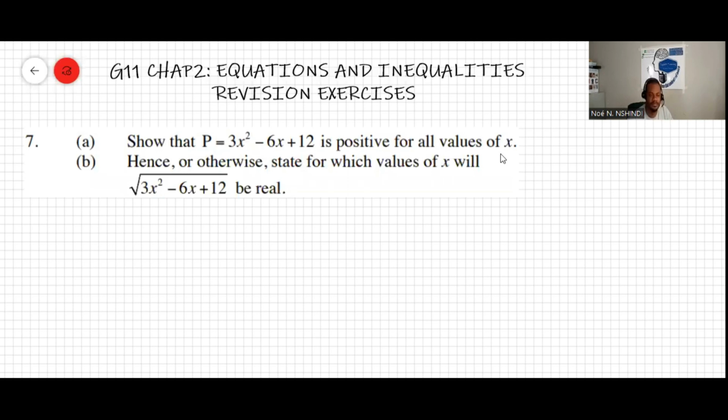The question here says that show that p equal to 3x squared minus 6x plus 12 is positive for all values of x. Okay. I look here, 12 is not a square number. So in other words, here we need to complete the square, okay? So 3x squared minus 6x plus 12 is the same as, if we take 3 for common factor, it's going to be x squared minus 2x plus 6, okay?